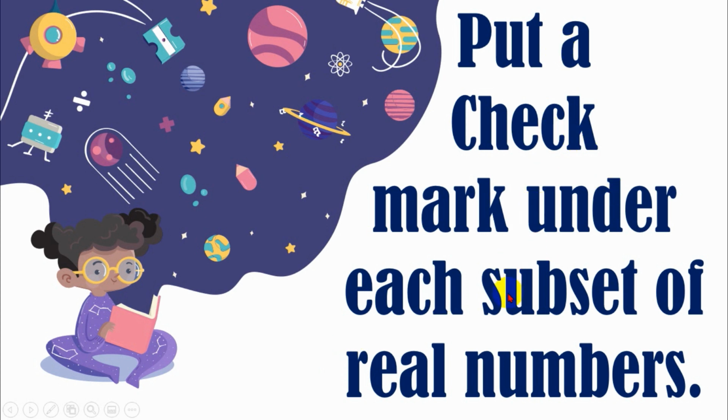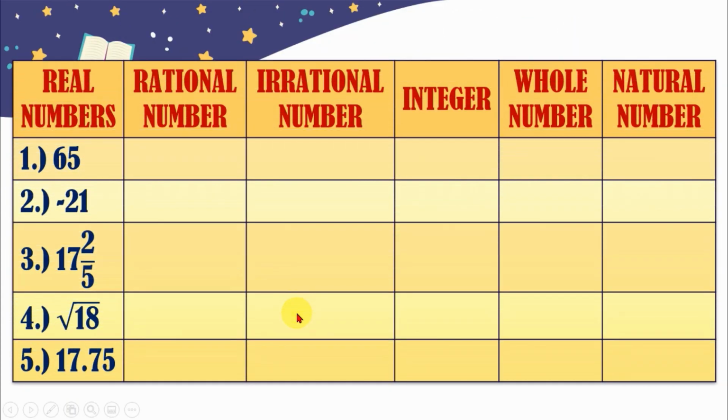Put a check mark under each subset of real numbers and where it belongs. Okay, so here is my table, and what you're going to do is to put a check mark if the following real numbers is a rational or irrational, and if it is a rational, check if it is an integer, a whole number, or a natural number.